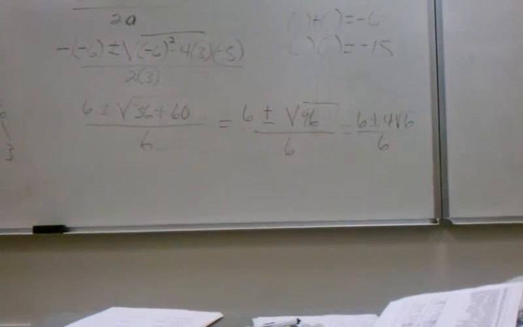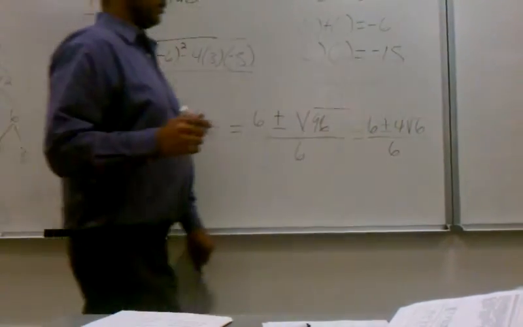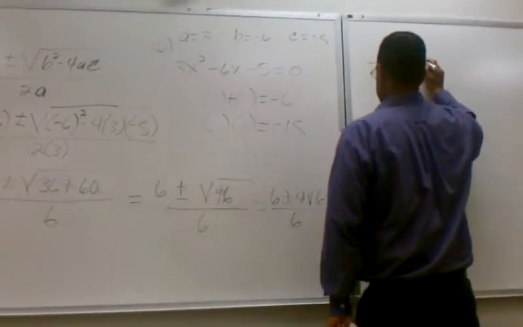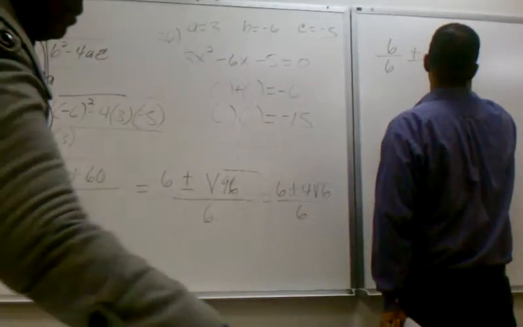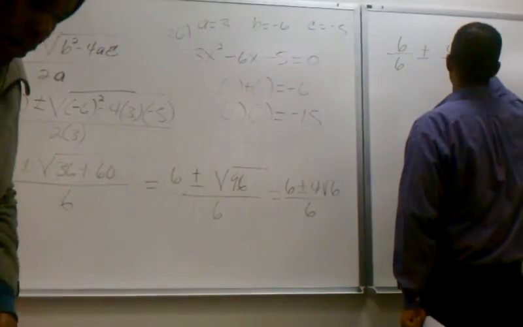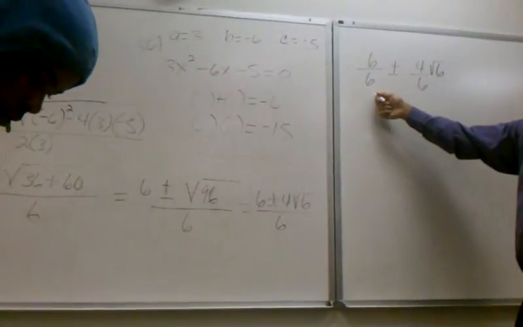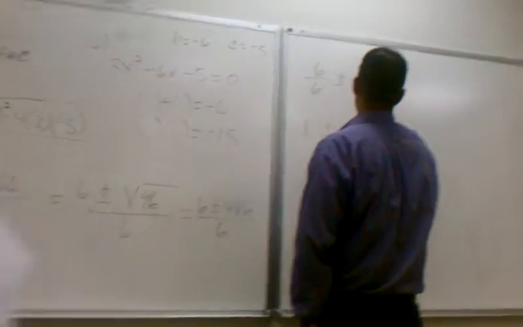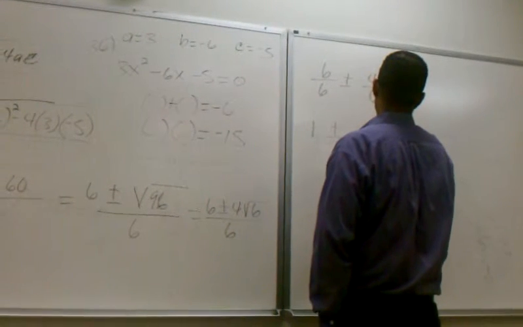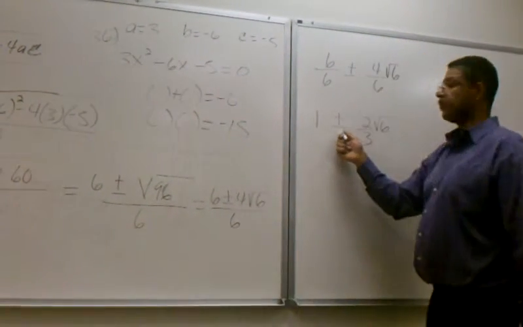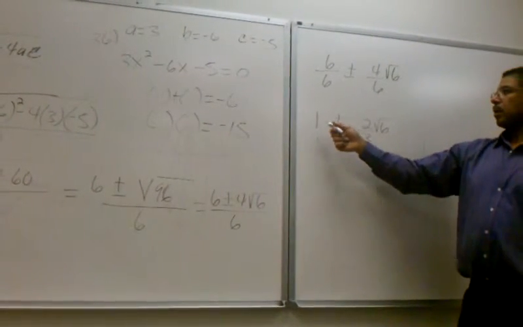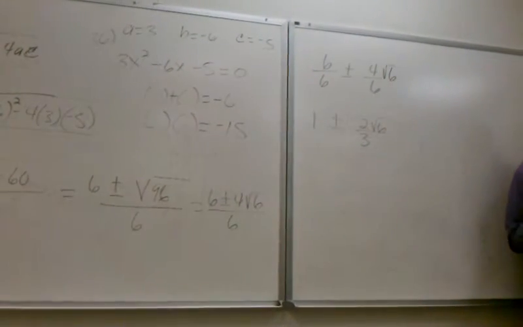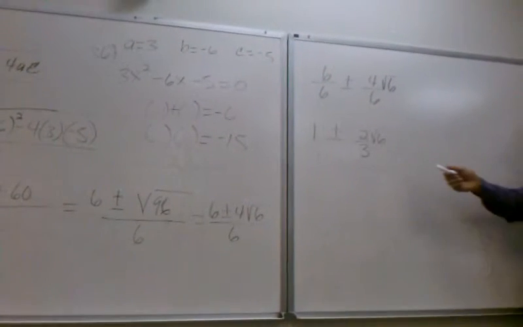Or you can break it up like this. You can break it up into 6 divided by 6 plus or minus 4 divided by 6 square root of 6. Well, 6 divided by 6 is 1, right? So we get 1 plus or minus 2 thirds square root of 6. But you know this is 2 answers, right? You've got 1 plus 2 thirds square root of 6, and then you've got 1 minus. Just remember that's the answer, okay? So you might want to write this answer down on the worksheet.